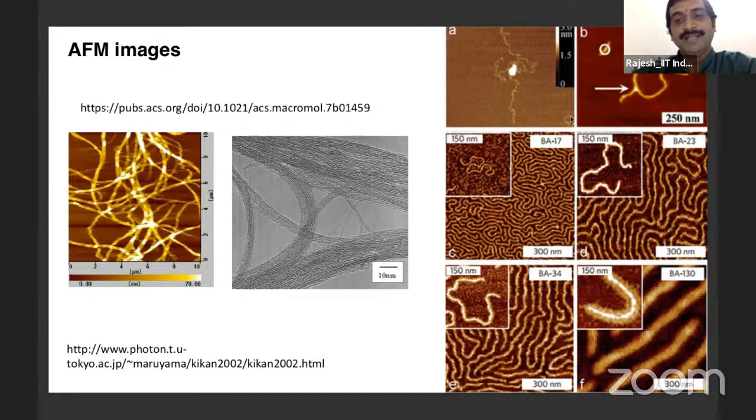The right hand side is the atomic force microscope image of different polymers. I mentioned, no, the AFM has an advantage if you want to see the soft material, tissue or polymers, where electron beam can damage these surfaces. So we use AFM. So these are the AFM images of these polymers.